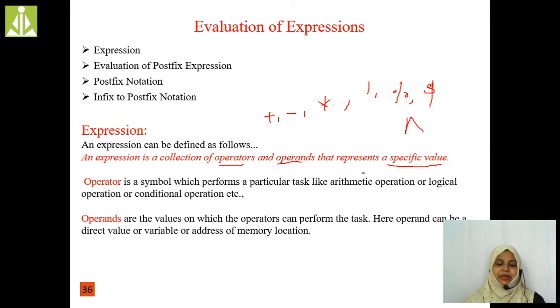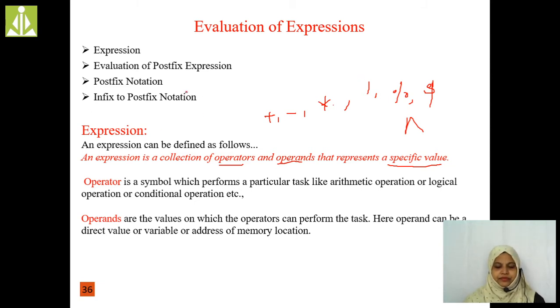Then, what do you mean by operand? An operand is an entity on which the operators perform. Operands are the values on which the operators can perform the task. Operands may be a, b, c, or variables. Generally, operands are variables, where we can allocate a memory location, and we can perform various types of operations on those variables.